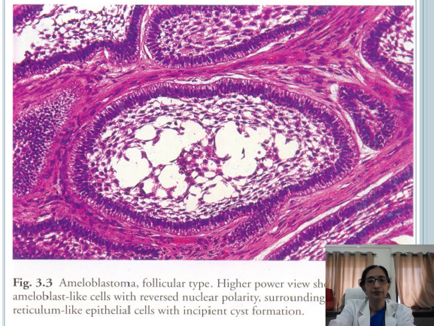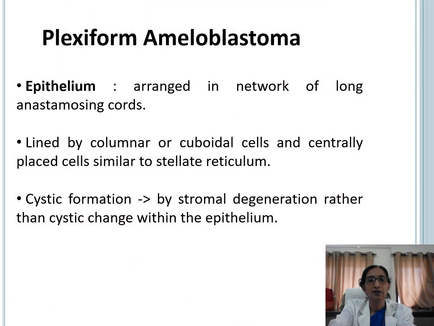Now the second type is the plexiform ameloblastoma. In this, the epithelial cells are arranged in the form of interconnecting strands or cords. Again, these are lined by columnar or cuboidal cells and they enclose the stellate reticulum-like tissue. But the stellate reticulum-like tissue is scanty here in plexiform ameloblastoma, and cyst formation is by stromal degeneration rather than cystic change within the epithelium.